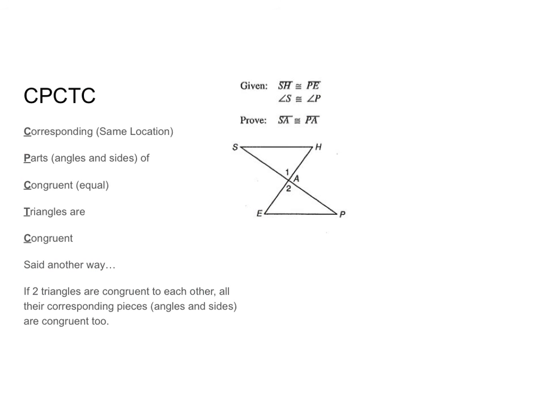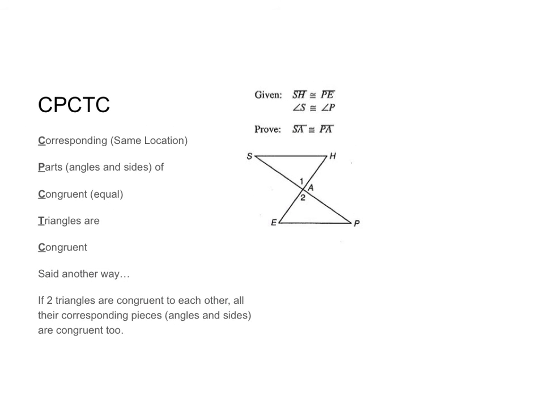Here it is written a different way. The same location, angles and sides of congruent triangles are congruent. So if 2 triangles are congruent to each other, all their pieces are congruent as well. Now take a look. Big clue: what's my proof statement? It's no longer triangle and triangle. Now it's something else.